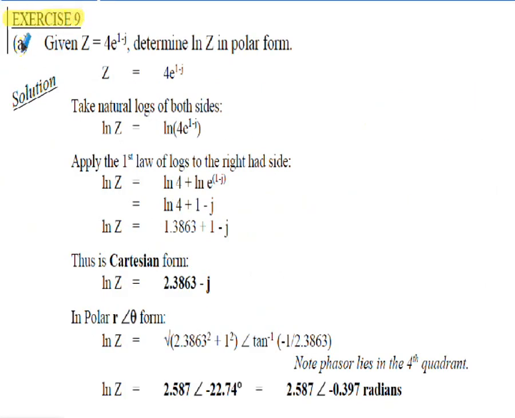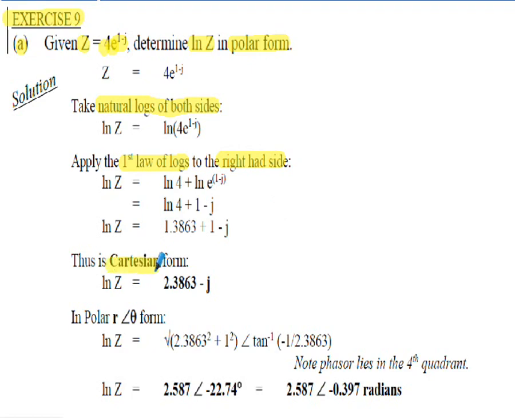Exercise 9 solutions. Part A, we're given z is equal to 4 multiplied by e to the 1 minus j. We've got to determine ln z in polar form. So we take natural logarithms of both sides of the equation to get started, apply the first law of logarithms to the right hand side, and then simplify.